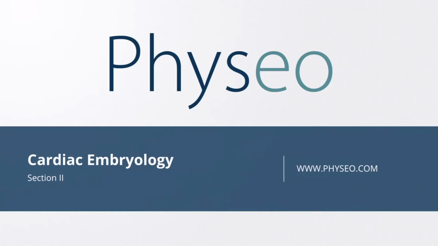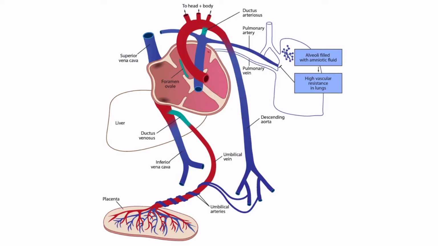Welcome to Section 2 of Cardiac Embryology. In this section, we'll be discussing fetal and neonatal circulation. Let's start with this picture. We'll be using this picture to walk through all the steps of fetal circulation, so by the end of the lecture, you'll be pretty familiar with it. Right now, just focus on the umbilical vein, which is what we'll discuss first.